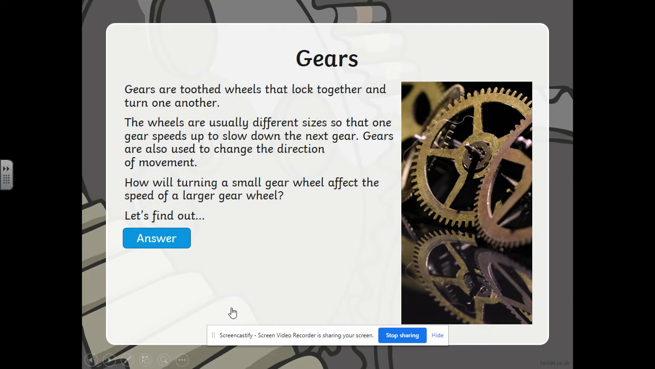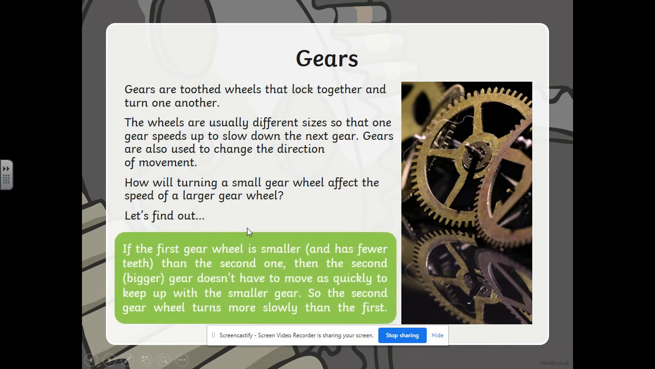So gears are toothed wheels that lock together and turn one another. The wheels are usually different sizes so that one gear speeds up or slows down the next gear. Gears are also used to change the direction of movement. So how will turning a small gear wheel affect the speed of a larger gear wheel? Let's find out.